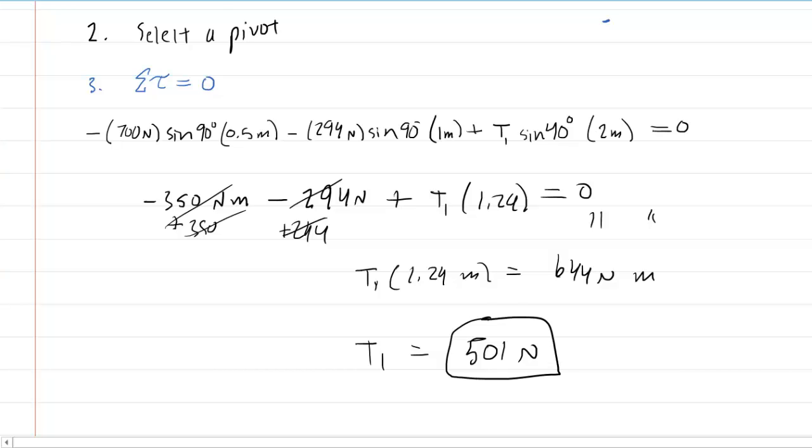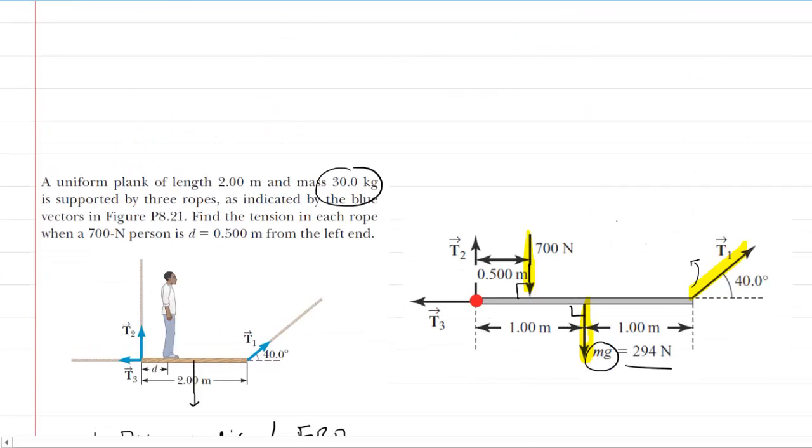So now that we know that, we can maybe go back to the diagram and just label T1 as 501 newtons. Now let's come up here. It's in equilibrium, the plank is. So we know that the sum of the forces in the x direction is equal to 0. And we also know that the sum of the forces in the y direction is also equal to 0. Let's go to the y direction first, and we can see that T2 is pointing in the y direction. So this is going to help us find T2.